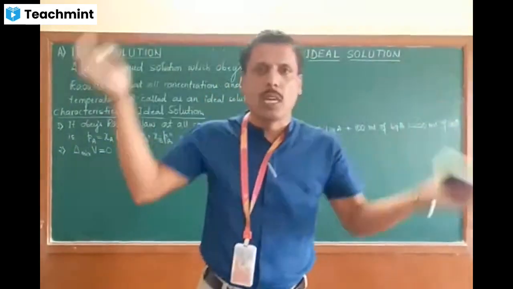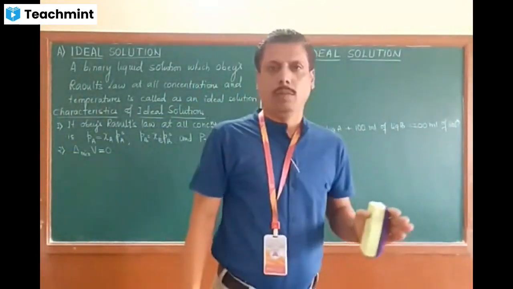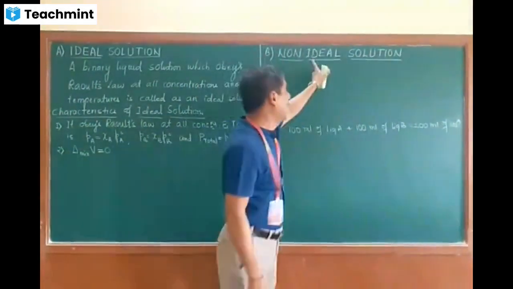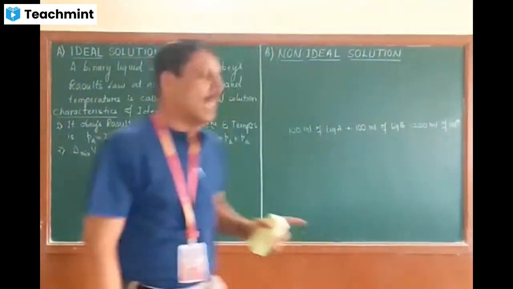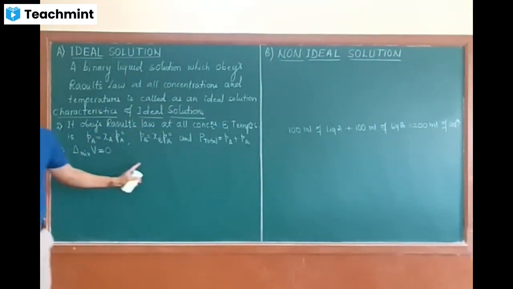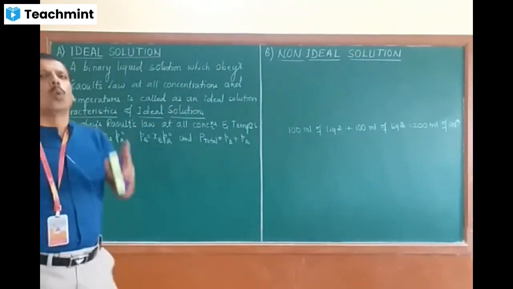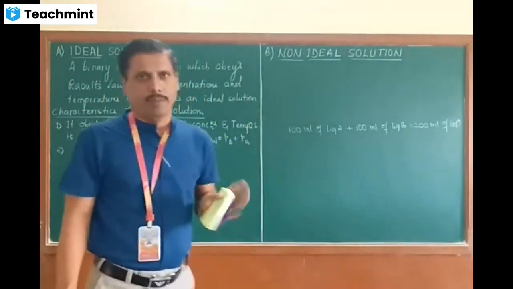There is expansion in volume or there is a decrease in the volume of the solution. That is in case of what? In case of non-ideal solution. But in case of ideal solution, we write delta mix V is equal to 0. That is, no change in volume after mixing the two components. 100 plus 100, you get 200. Is it right?